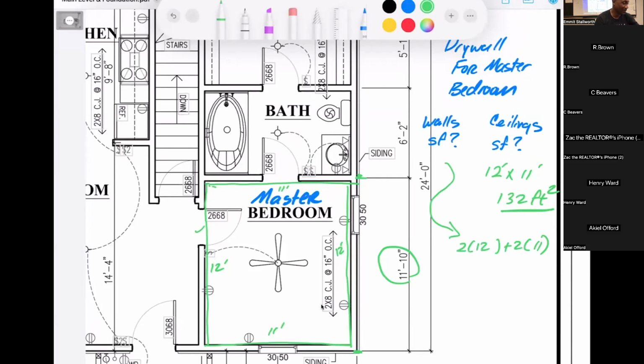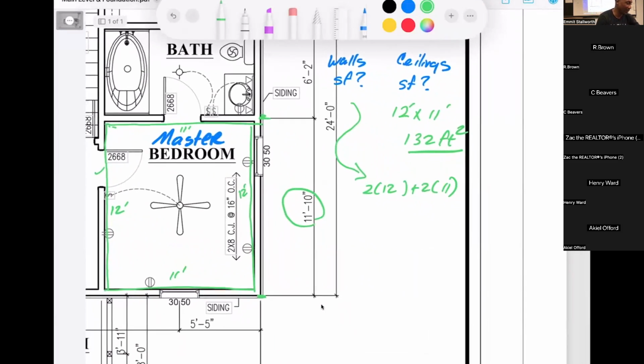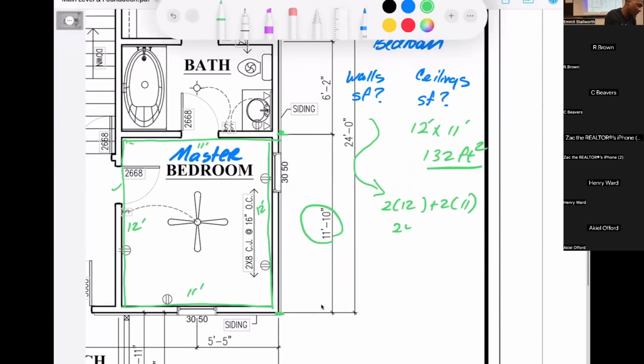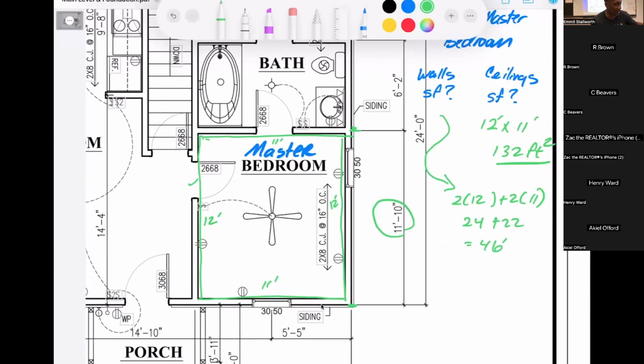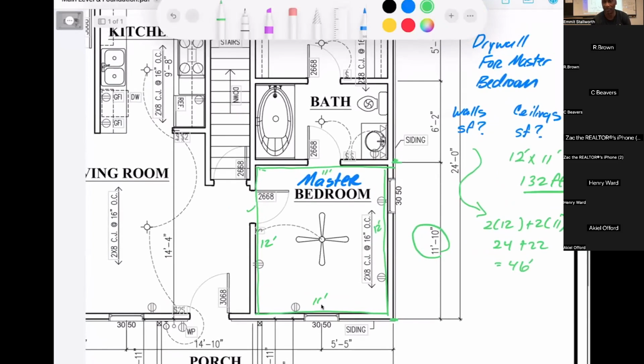Okay, which is going to end up being 24 plus 22, which is equal to 46 feet. What else do I need? So I got the length. What do I need now to figure out the square footage of sheetrock on that wall? What's the critical thing that I need?